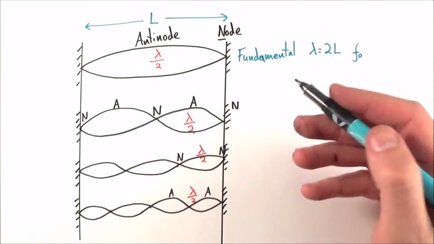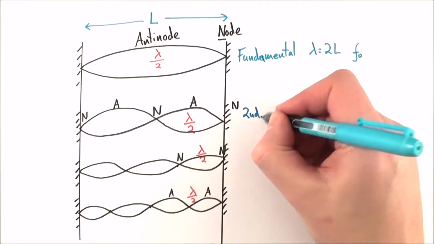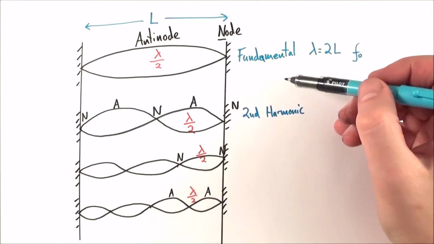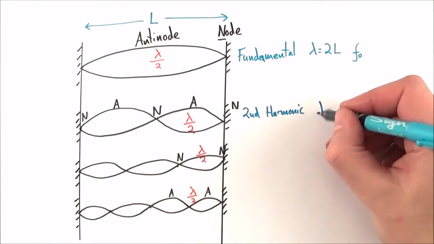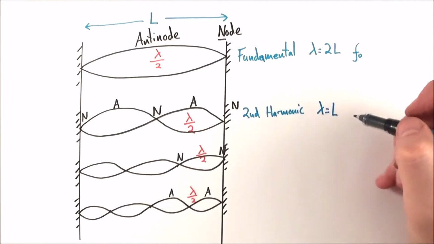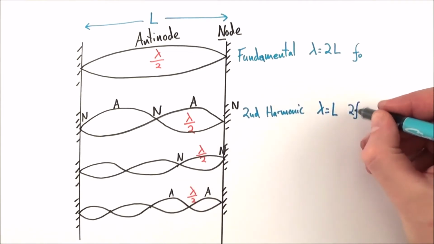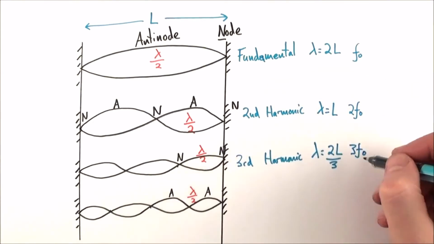Now there's another one here. This time, what we call this is the second harmonic. The reason being that the fundamental frequency is the first harmonic, and for the second harmonic, the wavelength is equal to the length of that string, and it basically has twice the frequency of the first one. And what we then have is the third and the fourth.